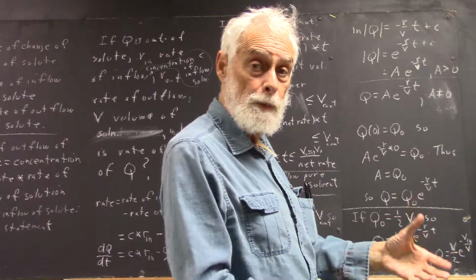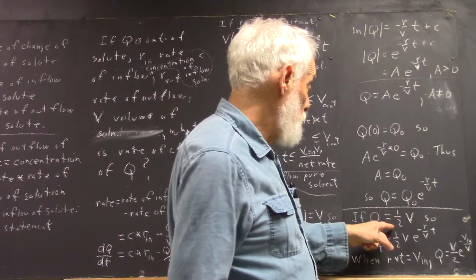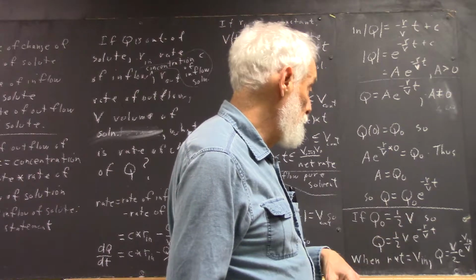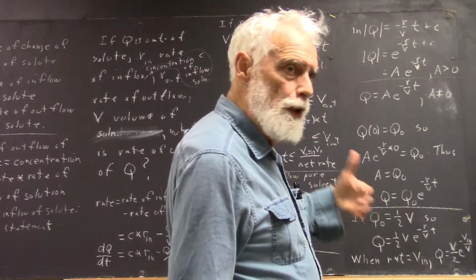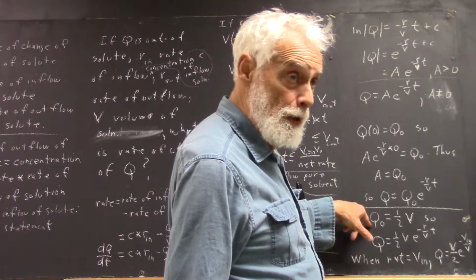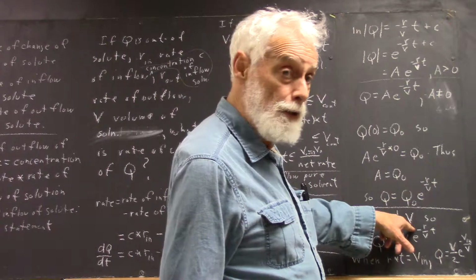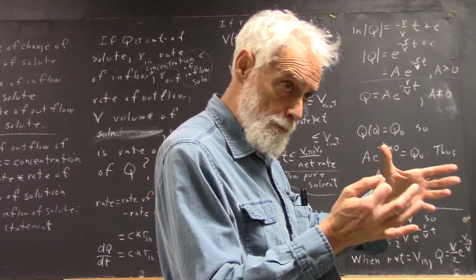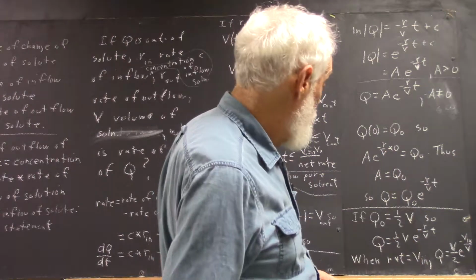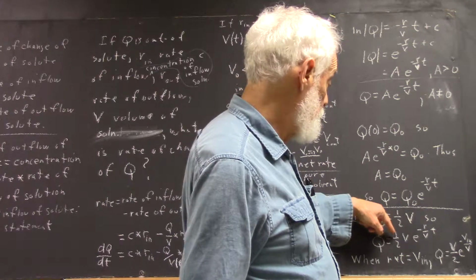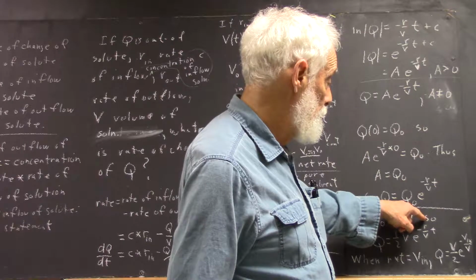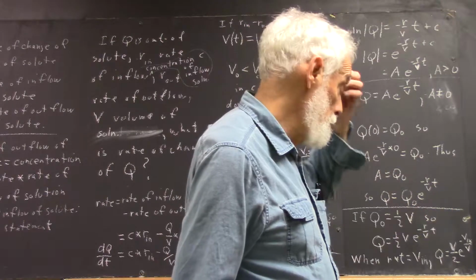Cup half full of Dr. Pepper, the other half full of water. So Q naught would be half the volume. In other words, the quantity of Dr. Pepper is half the volume of the container, okay, the cup. So that Q of T, and of course this is a function of T, is 1/2 V times e to the negative R over V times T.